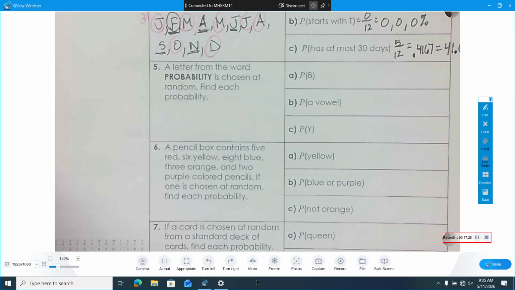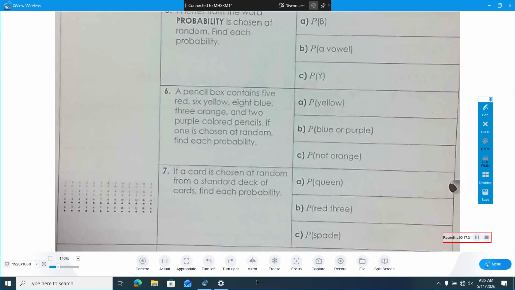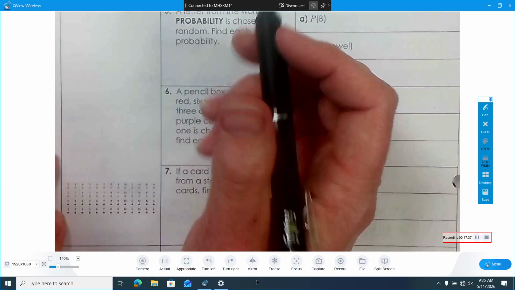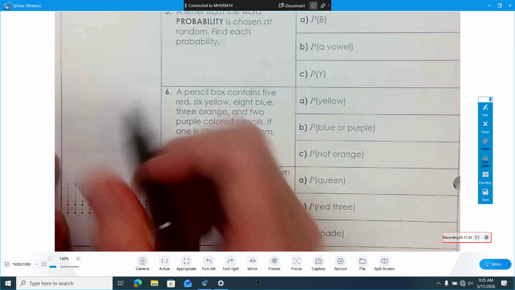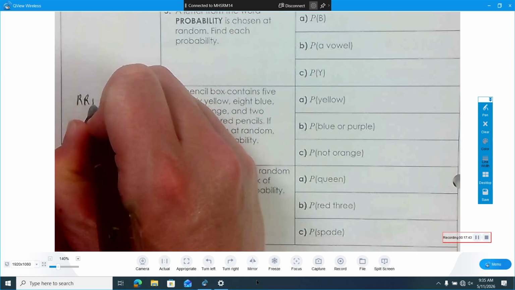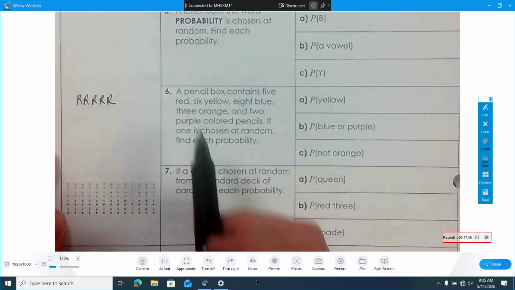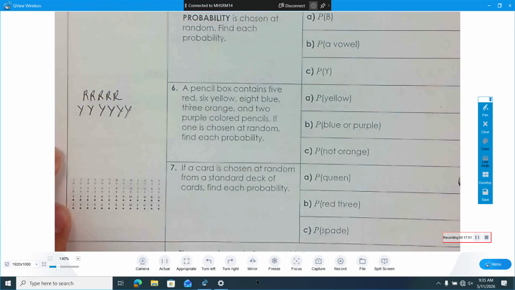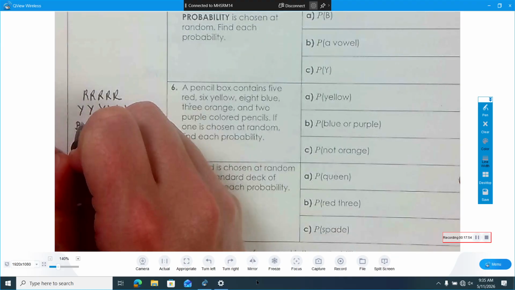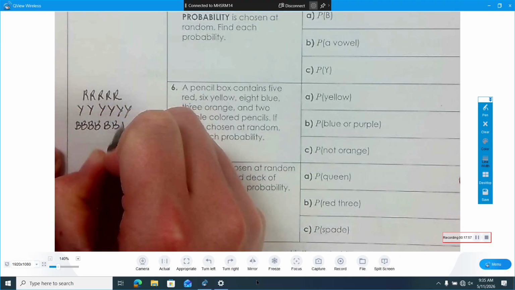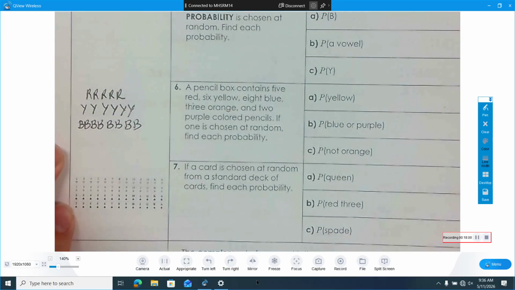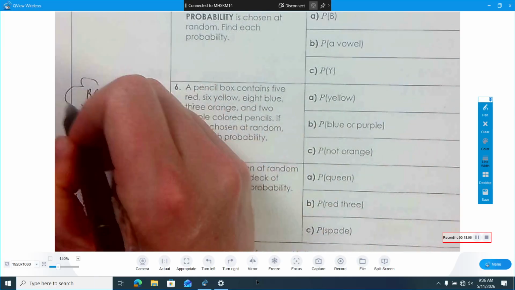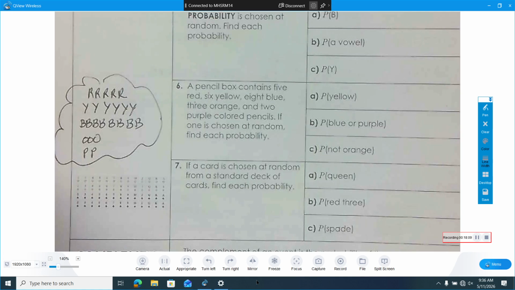Let's look down at number 6. I want you guys to take a minute. Again, I like to draw out what's happening here. We have a pencil box. It contains 5 reds, 6 yellows, 8 blues, 3 orange, and 2 purple. All of these are in a pencil box. You can't really see inside.